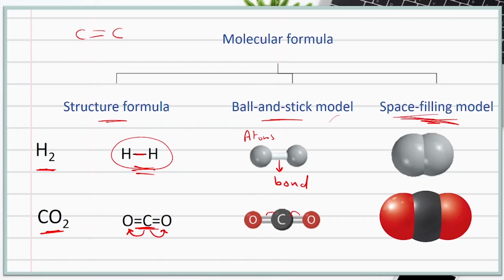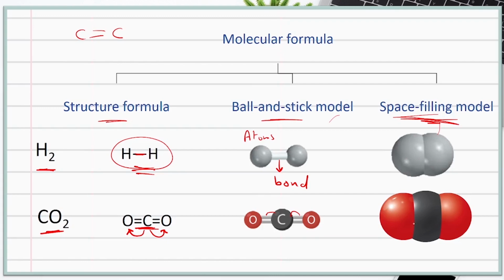Finally, a space-filling model. This model shows atoms as spheres. Notice, we can't see bonds between atoms. This model is usually used to show the electron density of the atoms or the proportionality in the size of atoms. Here you can see that the carbon is slightly smaller than oxygen atoms.